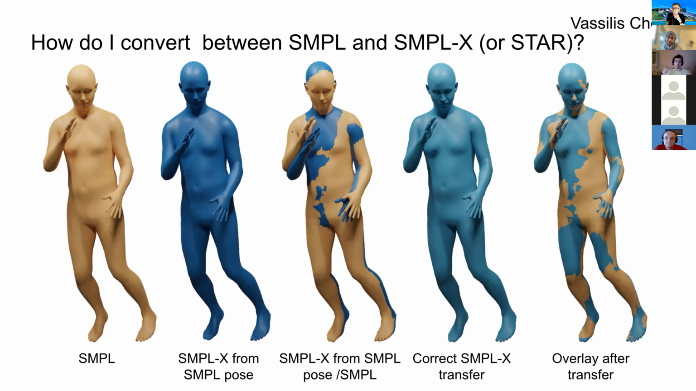And the reason for that is, as I said before, the models have been retrained. So the template is different, the joint regressor is different. So what happens is that when you try to pose a SMPL-X body with a SMPL pose, the centers of rotations represented by the joints are different, and you get the image in the middle. Your meshes do not match. So what you need to do is to transfer SMPL to an intermediate SMPL mesh represented in SMPL-X topology, and then fit SMPL-X to that mesh, to recover the correct parameters.